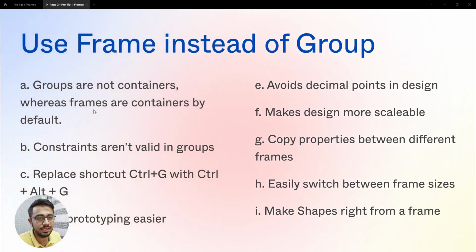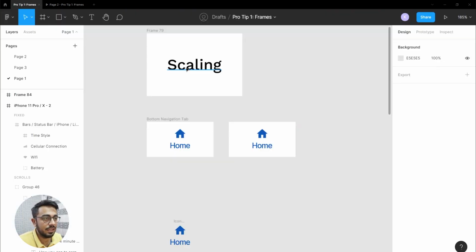So the first thing is that groups are not containers, whereas frames are containers by default in Figma. What I mean by that is whenever you put some elements in a group, it is containing those elements, but you cannot tweak the properties of that container itself. Whereas in a frame, you can tweak the properties of that container that contains those elements. I'll explain why. Okay, so this is the first thing that I'm going to tell you.